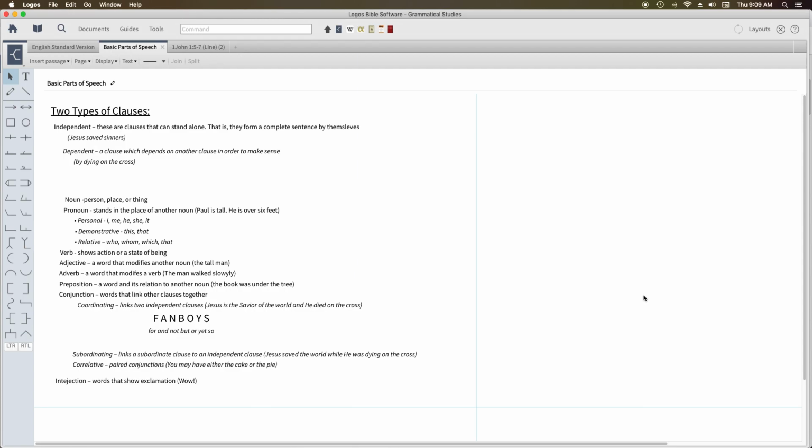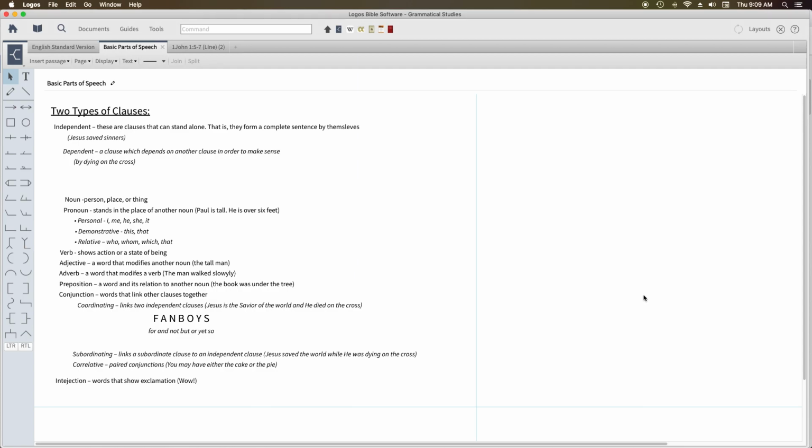The first one is coordinating conjunctions. And coordinating conjunctions do exactly what their name says. They coordinate clauses, but more importantly, they link two independent clauses together. So remember our two types of clauses: independent, and an independent clause is a clause that makes a complete sentence.